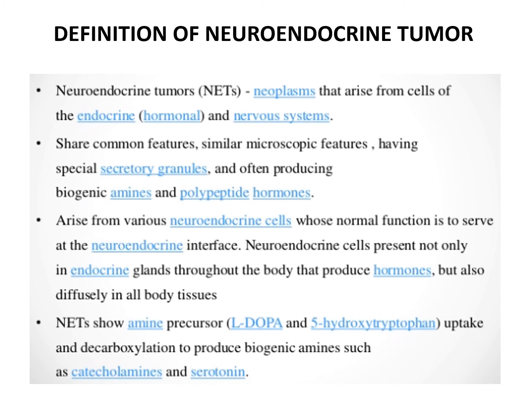The cells are present not only in endocrine glands throughout the body that produce hormones, but also diffusely in all body tissue. So NET shows amine precursor, L-DOPA and 5-hydroxytryptophan uptake and decarboxylation to produce biogenic amines such as catecholamines as well as serotonin.